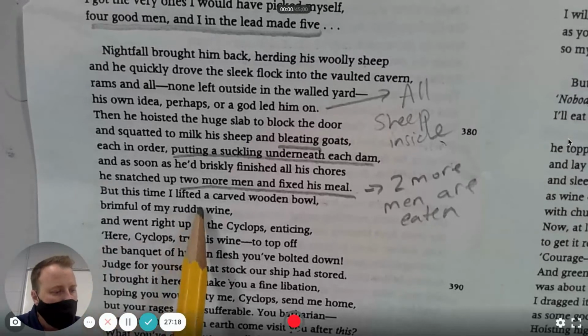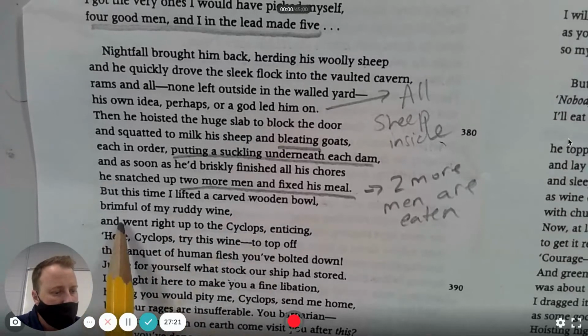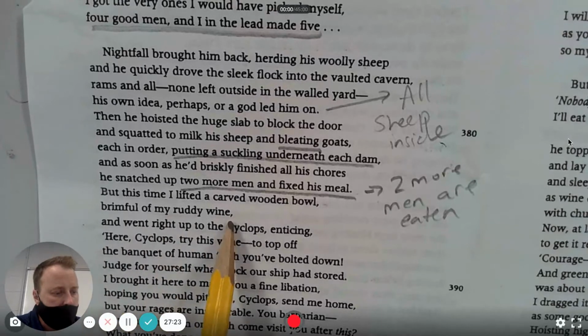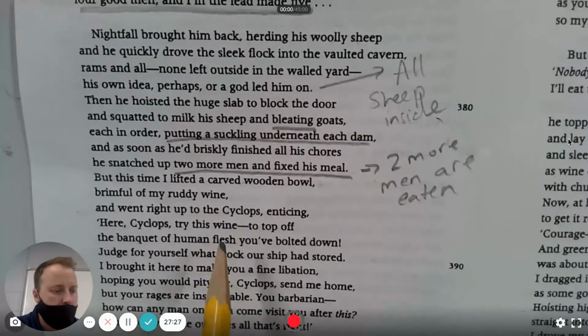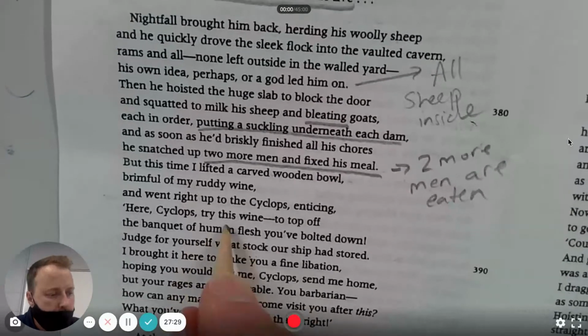But this time I lifted a carved wooden bowl brimful of my ruddy wine and went right up to the Cyclops, enticing. Here, Cyclops, try this wine.